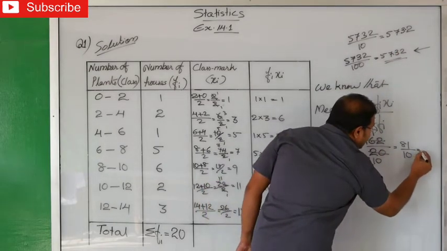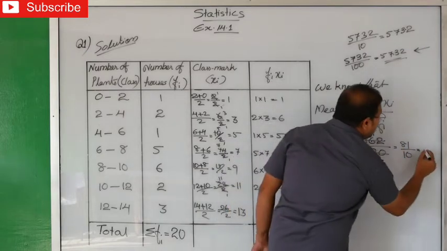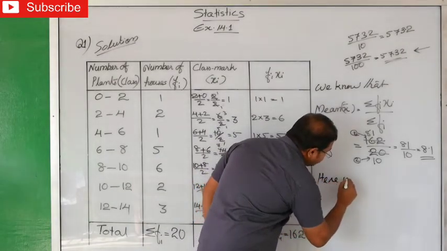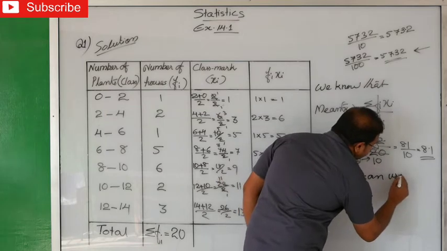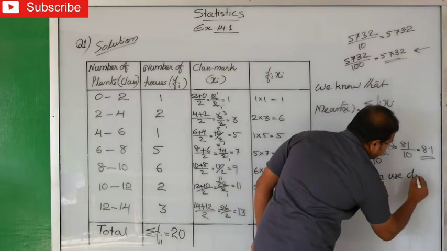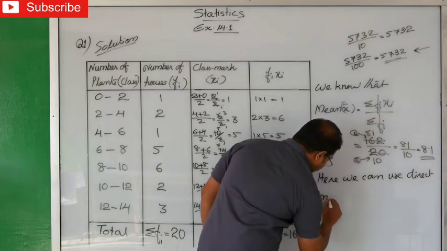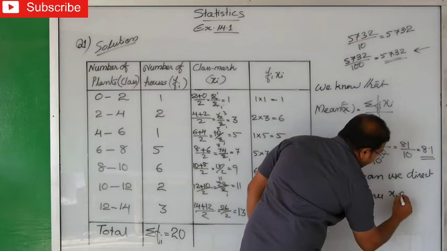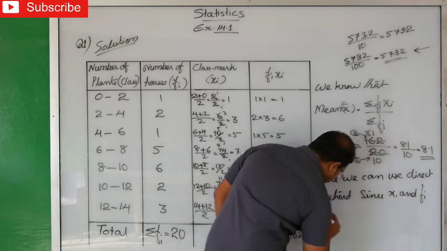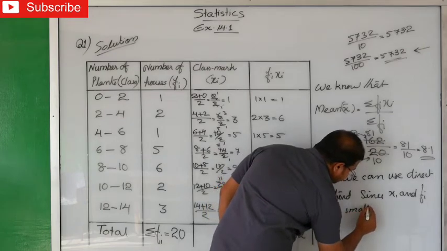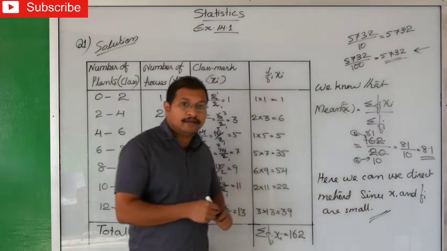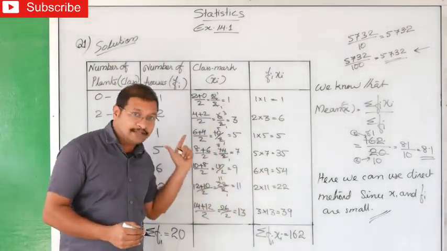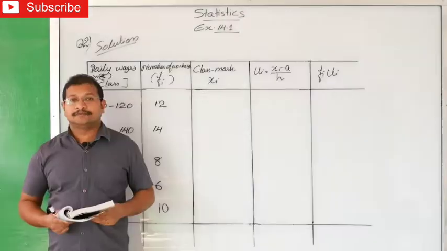Ready? Got it? Same way, what can you write? 81 by 10. What will you get? 8.1. After that we can write, here we can use the direct method, since Xi and Fi are small. Ready? So practice at least 4-5 times to be smart in this area. Is it okay? Let's see the next question.